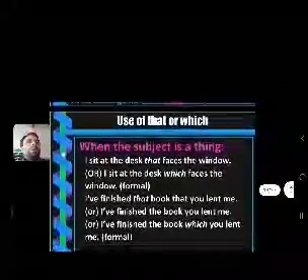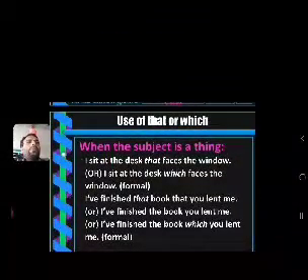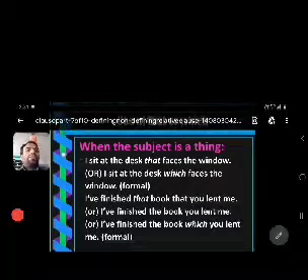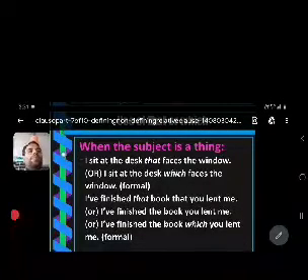So here, see the use of that or which. Let us see when to use that and which. When the subject is a thing, we can use that or which. When we are referring to a thing, we can use that or which. For example, first look at the first sentence.